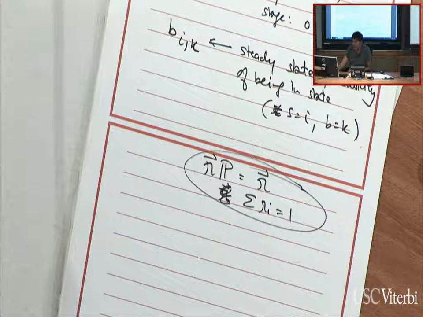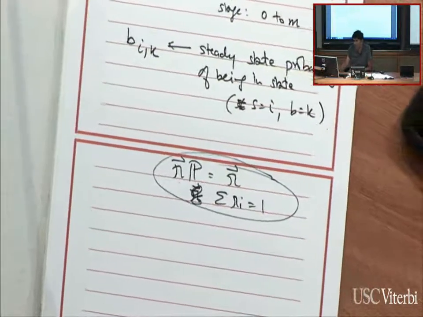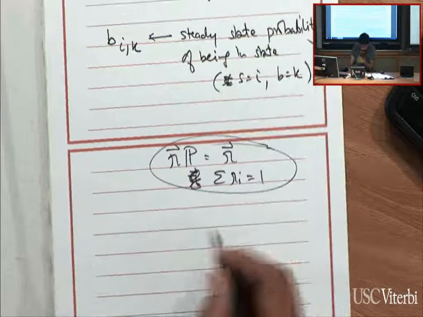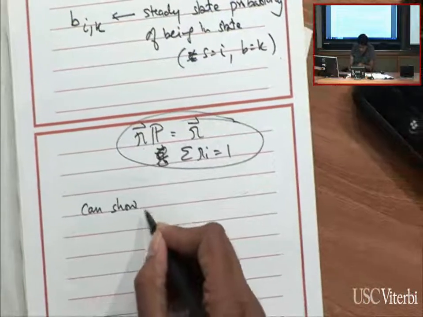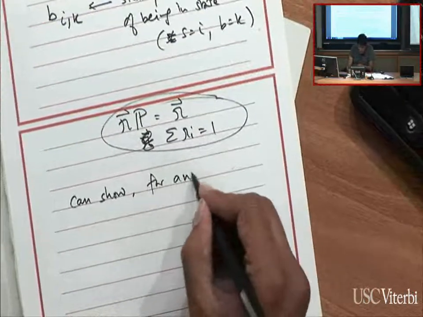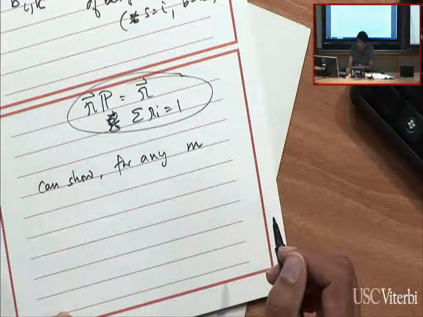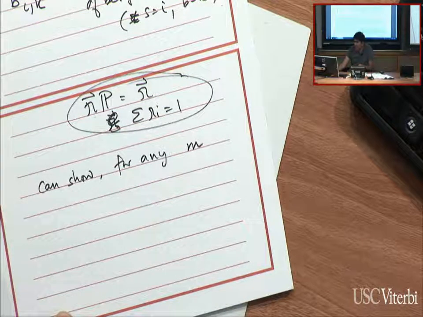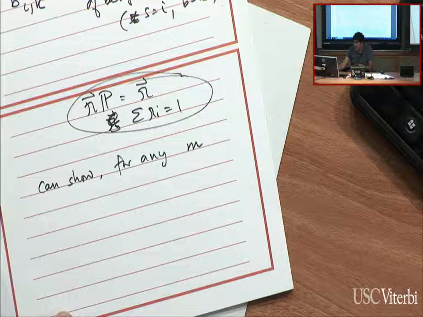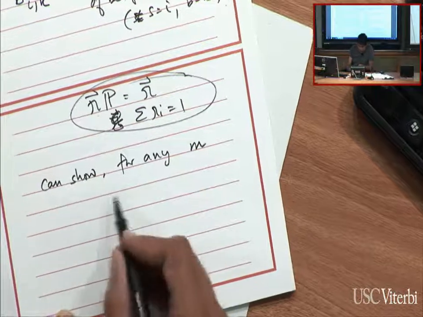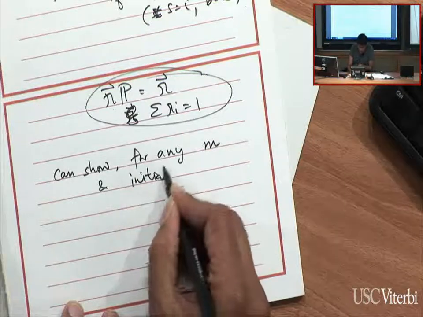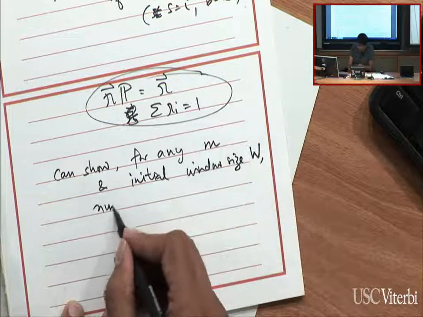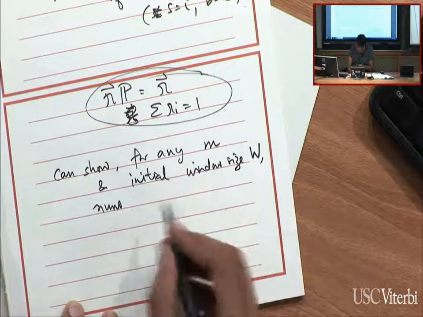So if you actually run through all of that math, what the paper shows is that you can essentially come up with an expression for b_{0,0}. So I'm going to skip the details of the derivation here. You can show for any M, and they also made some assumption about W. So what is W? Yeah, the initial window size W. Number of users? Oh, number of users doesn't show up here.